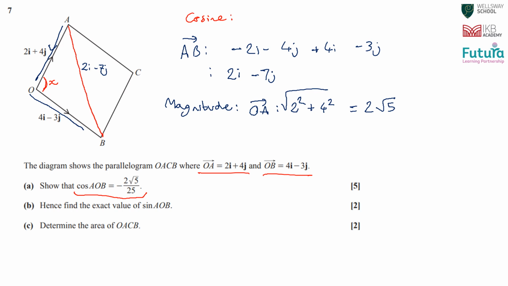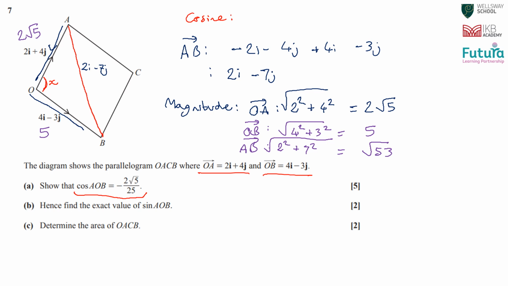I'm just going to write this up on my diagram somewhere. 2 root 5. We can do the same thing for OB, which is going to be 4 squared plus 3 squared, which is just 5. And then finally we can do the same thing for AB. So AB is going to be 2 squared plus 7 squared, which is root 53.